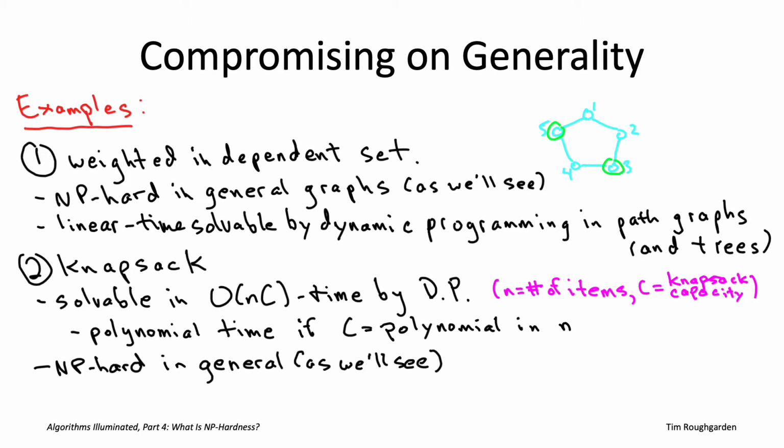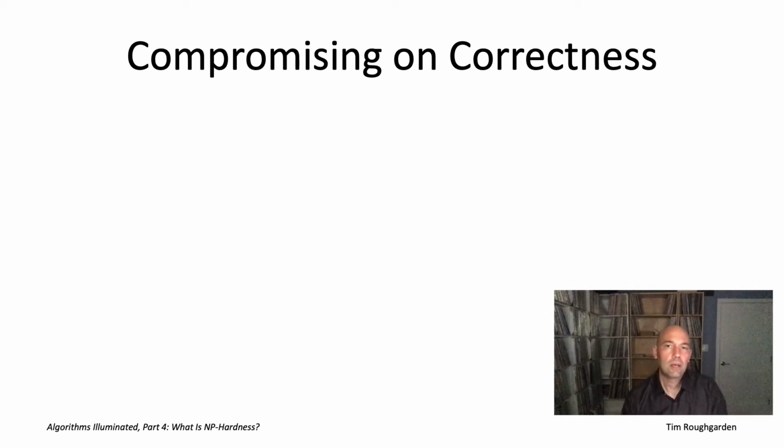But again, the takeaway point is that even if your application doesn't literally boil down to one of these computationally tractable special cases of an NP-hard problem, you might still be able to use a solution to the special case as a building block in a more sophisticated algorithm. So the second algorithmic strategy for NP-hard problems is to compromise on correctness.